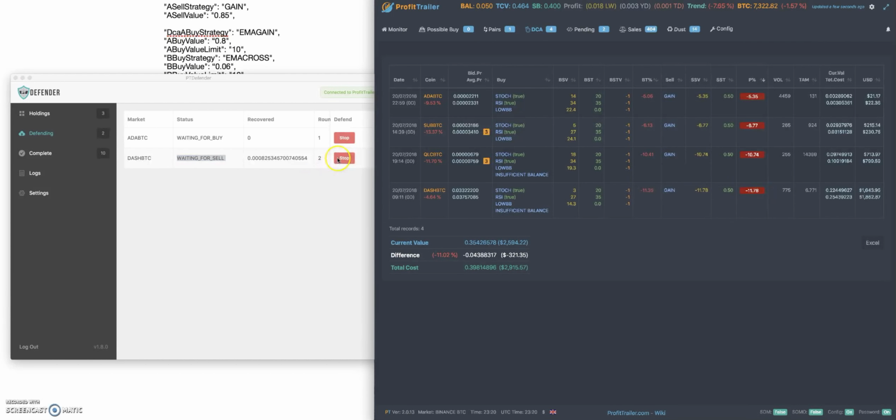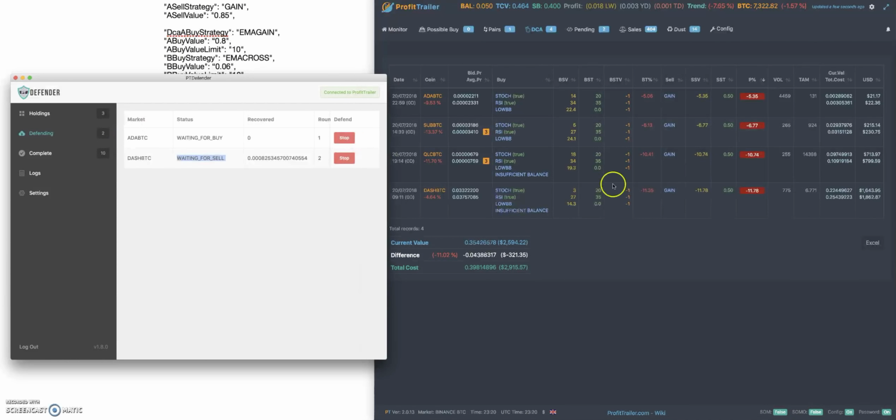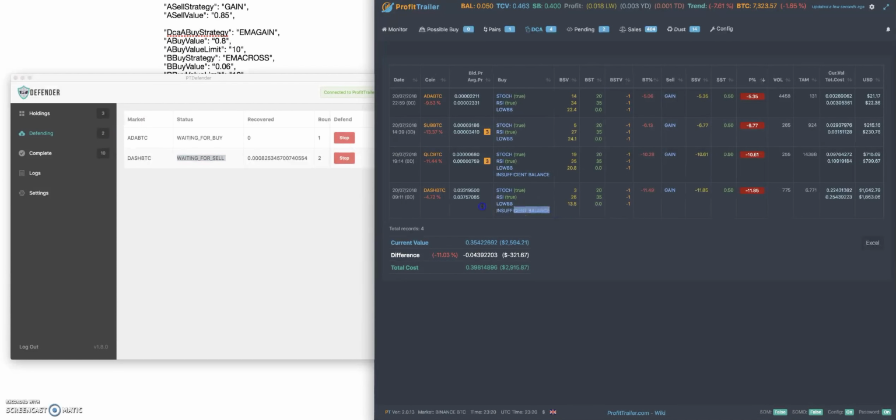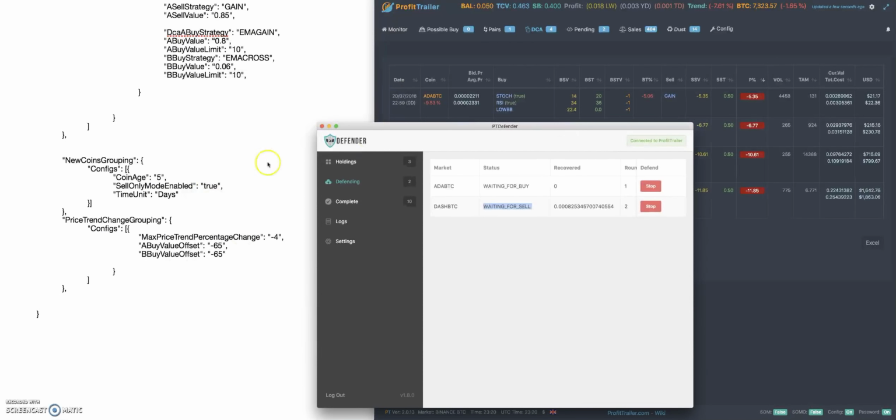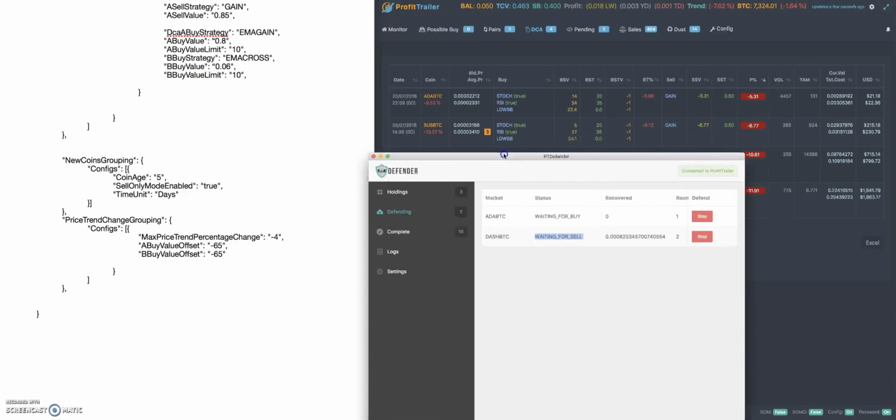So what I'm going to do is probably stop it, restart it, and let it go again. I need some more balance on this test bot, and we'll let it go. I'm going to run these new settings for a couple of days, and then I'll give you guys an update with PTDefender, give you the recovered amounts and the rounds. I'll just walk through it live like this, and show you what these settings are doing, and we'll go from there.